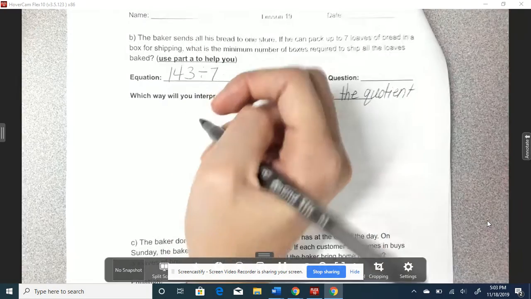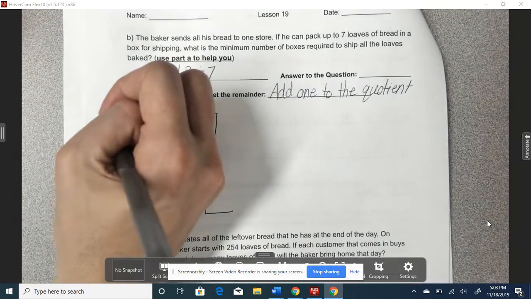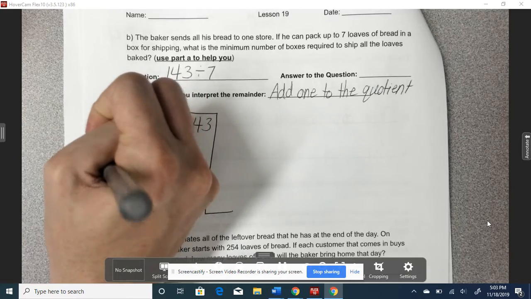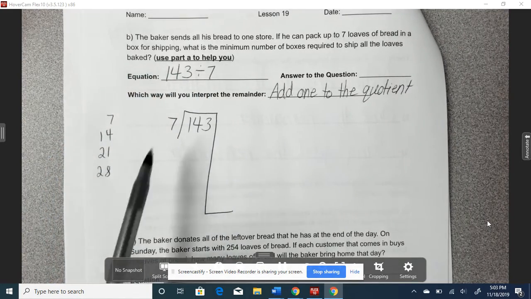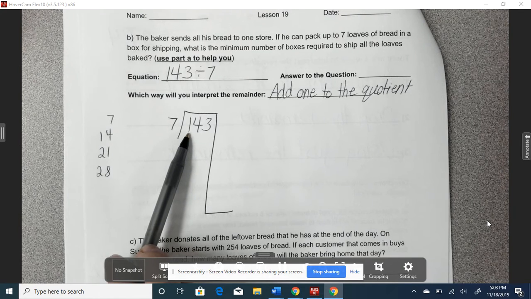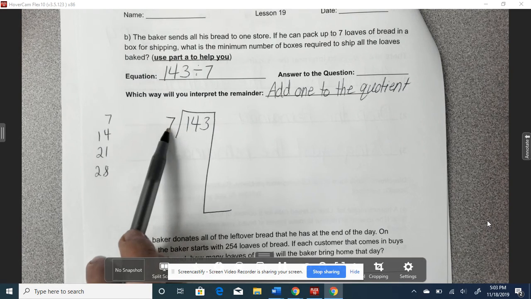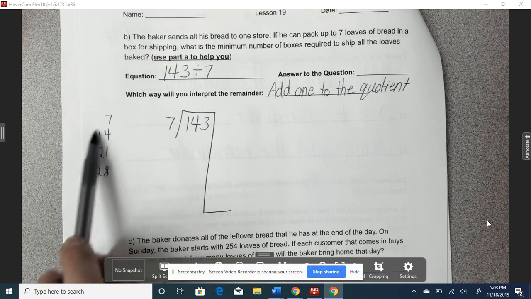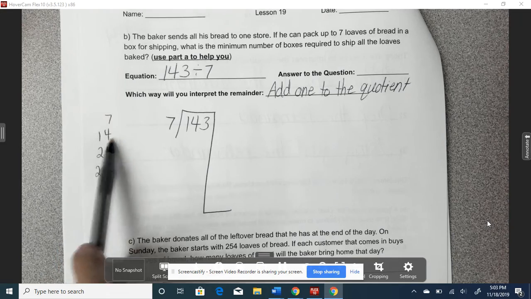And now I'm going to set up my problem. We have 143. We're dividing by 7. I'm going to start by listing out my multiples of 7: 7, 14, 21, 28. That's good for now. I'm looking. We have 100. Can't split 100 into 7 groups, but we can split 14 tens into 7 groups. Look, there's 14 right here. So 14 is our second multiple of 7.